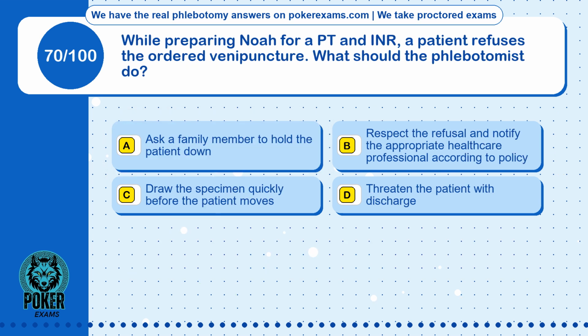Question 70. While preparing NOA for a patient and INR, a patient refuses the ordered venipuncture. What should the phlebotomist do? Option A, ask a family member to hold the patient down. Option B, respect the refusal and notify the appropriate healthcare professional according to policy. Option C, draw the specimen quickly before the patient moves. Option D, threaten the patient with discharge.